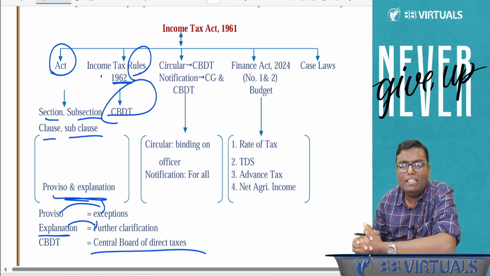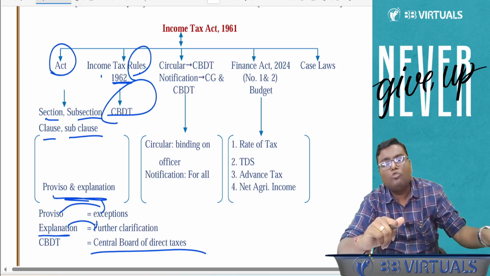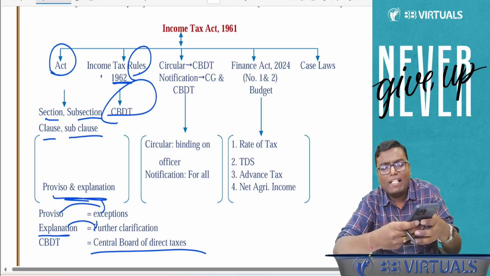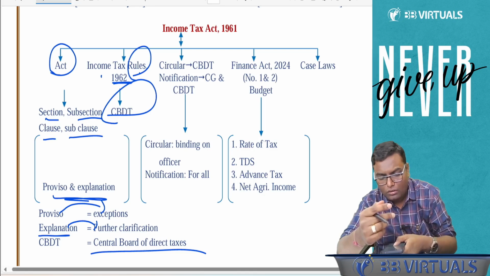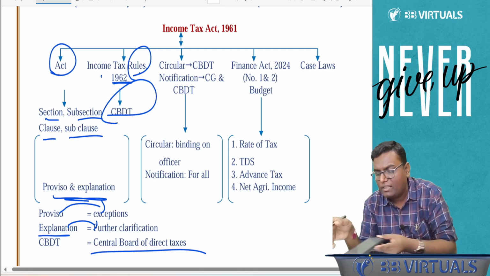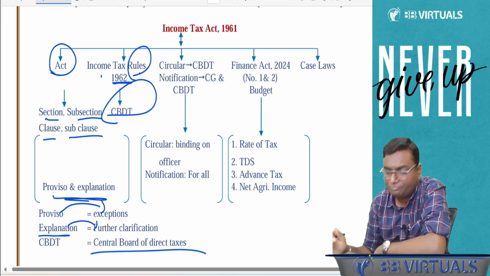Now, what is CBDT? Tell me, who manages the banking system in our entire country? Tell me quickly.